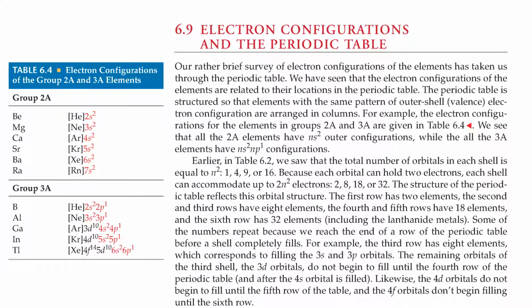Some of the numbers repeat because we reach the end of a row of the periodic table before a shell completely fills. For example, the third row has 8 elements, which corresponds to the filling of the 3s and 3p orbitals. The remaining orbitals of the third shell, the 3d, do not begin to fill until the fourth row of the periodic table and after the 4s orbital is full. Likewise, the 4d do not begin to fill until the fifth row of the table, and the 4f orbitals don't begin filling until the sixth row.